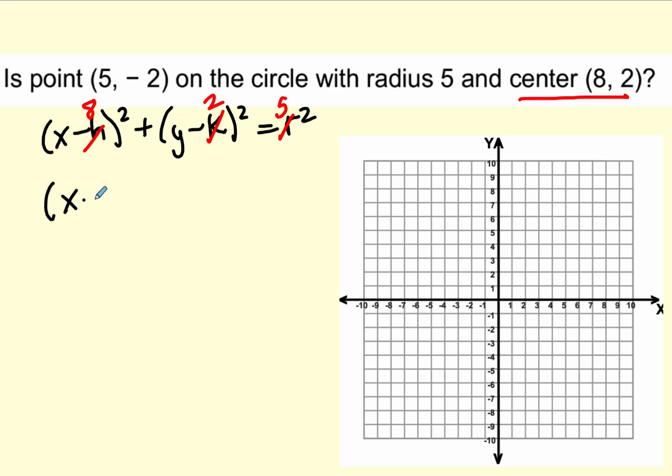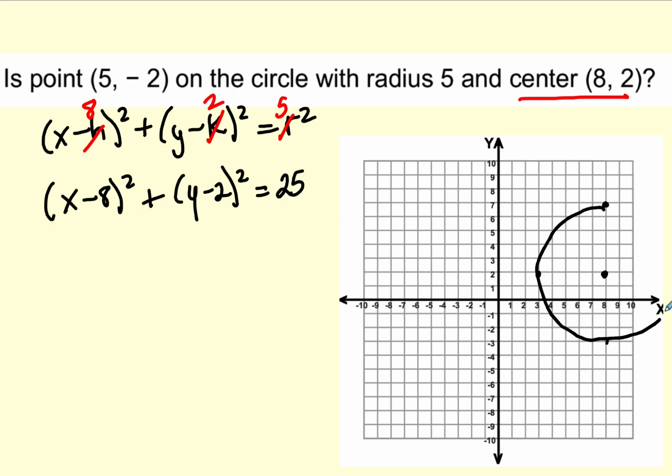Let's clean it up. So this is x minus 8 squared plus y minus 2 squared equals 25, or 5 squared. Okay, 8, 2, that's right here, and our radius is 5, so 1, 2, 3, 4, 5, and again 1, 2, 3, 4, 5 in each direction. I can't get the whole circle, but at least you'll get an idea what it kind of looks like.